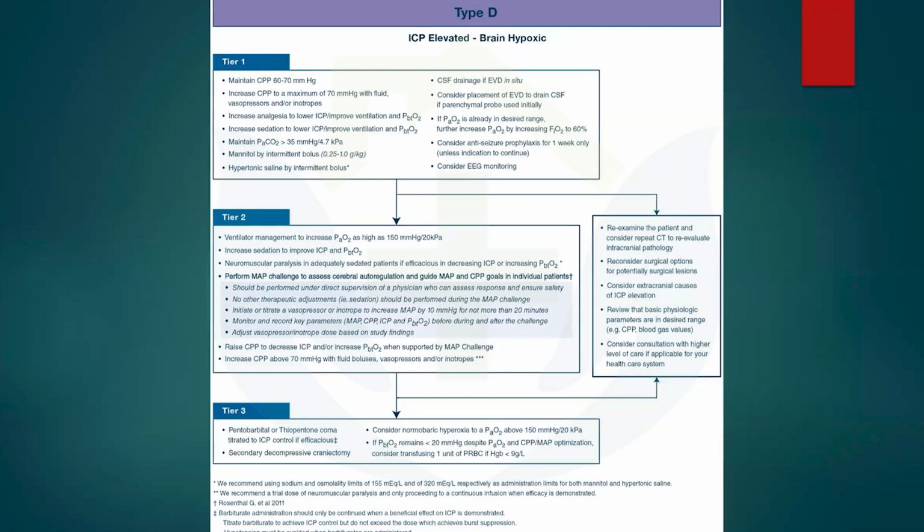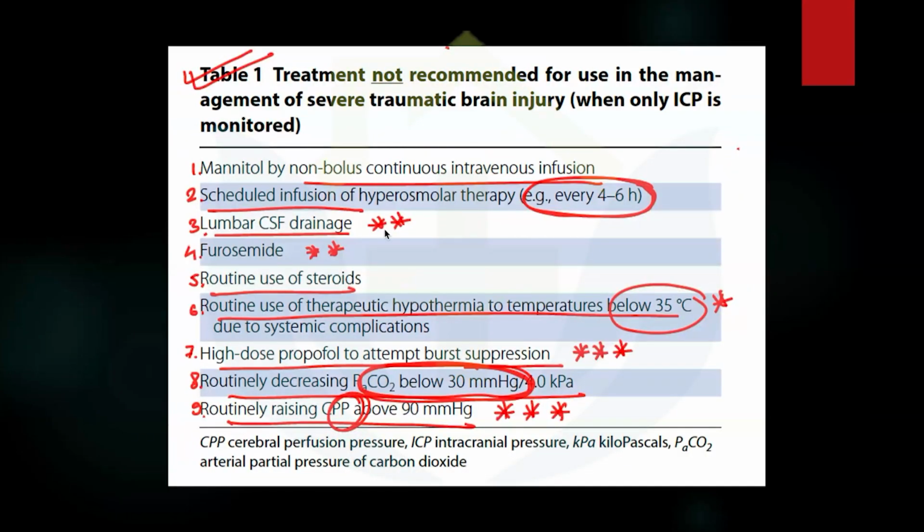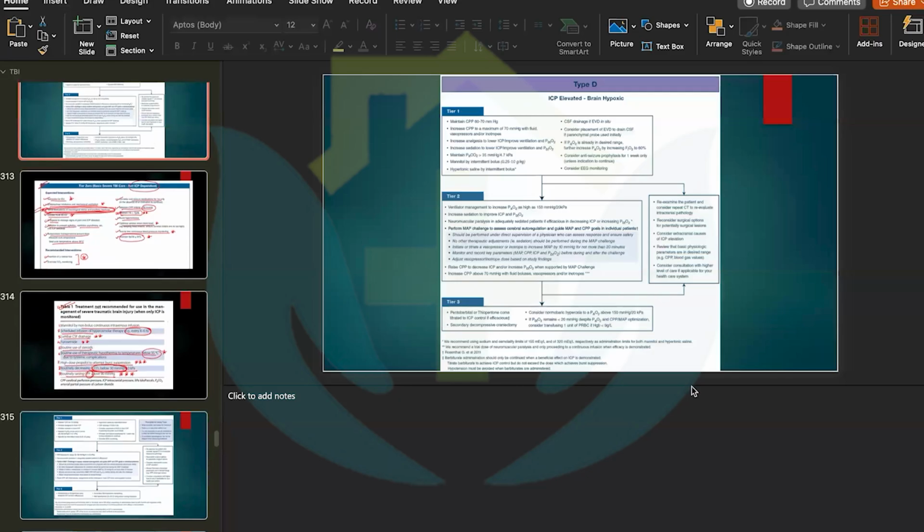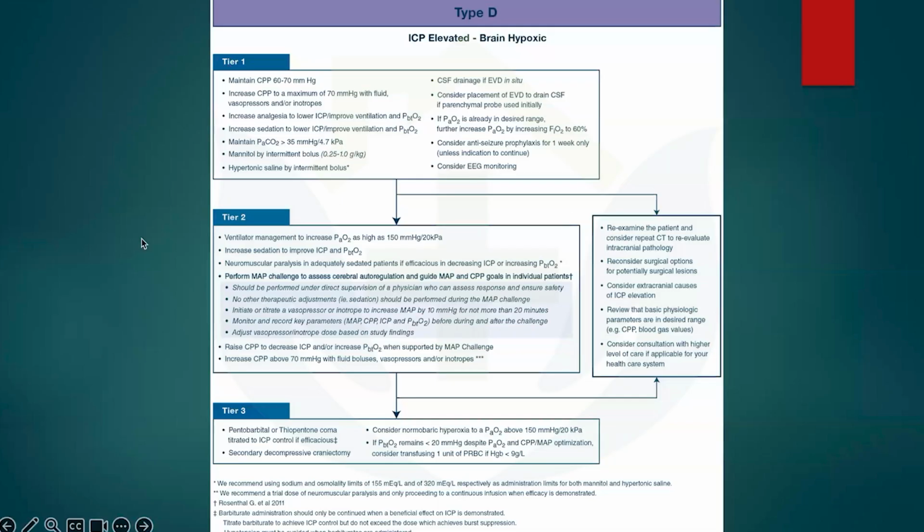What is MAP challenge? I don't think I have discussed it in detail here. Just be attentive, I'll tell you what the MAP challenge is. MAP challenge is a technique by which you assess cerebral autoregulation and also what is the optimal blood pressure for the patient. Now, imagine that despite all the measures, the patient is having a raised ICP of more than 22. You have given 30% saline, you have given mild hypocapnia. Now what to do? You can go for MAP challenge.